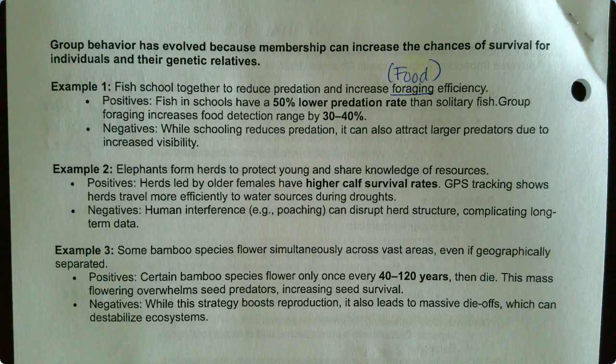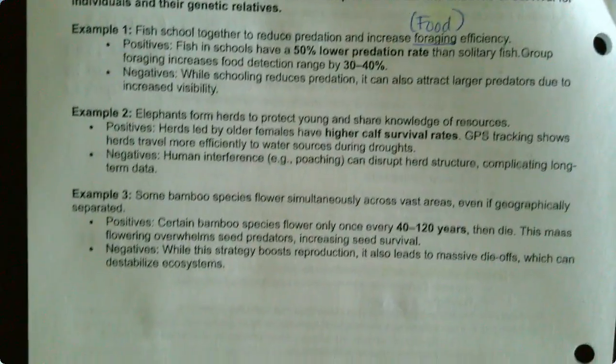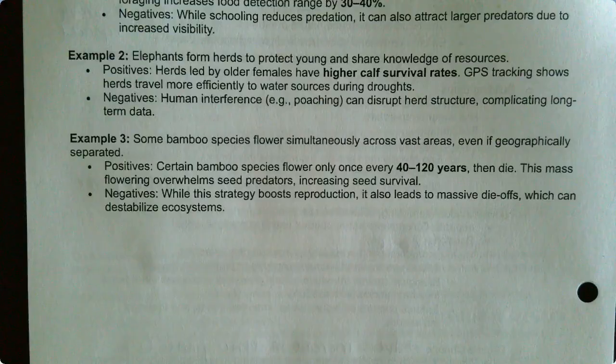One, while schooling reduces predation, sometimes larger predators see those and then try to go after them. But again, overall, your chance of surviving is higher if you're in a group of fish, which is called a school, as opposed to just by yourself. The other one we have is elephants form herds to protect young and share knowledge of resources.